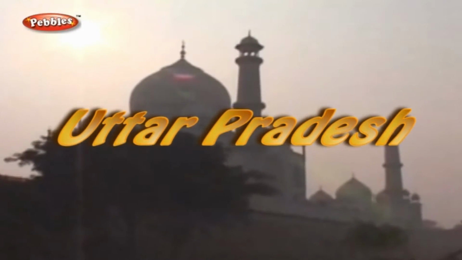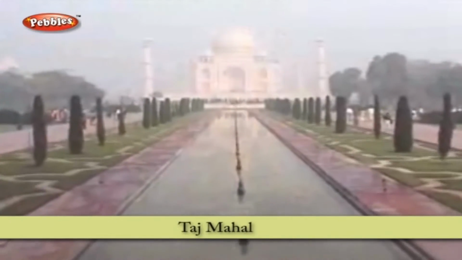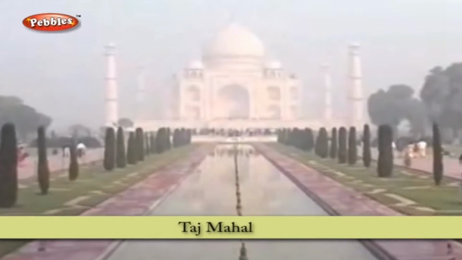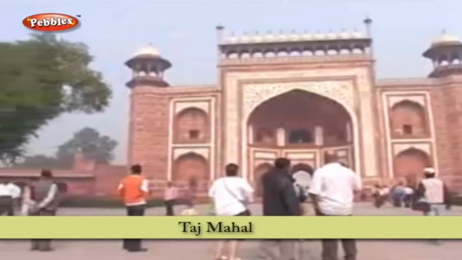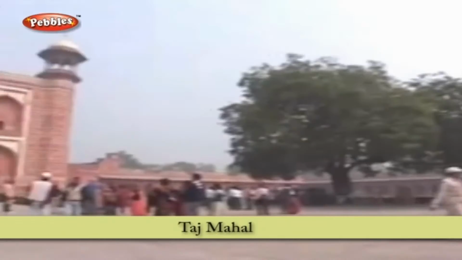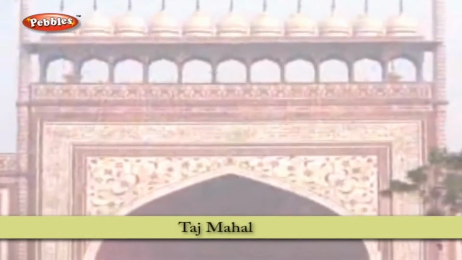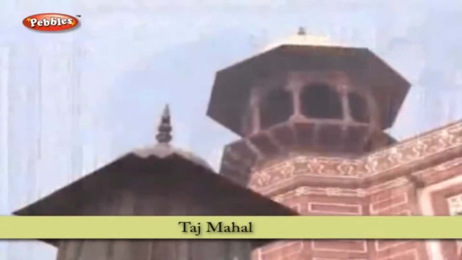Taj Mahal, Agra. The Taj Mahal is a mausoleum located in Agra, India, built by Mughal Emperor Shah Jahan in memory of his favourite wife, Mumtaz Mahal. The Taj Mahal is considered the finest example of Mughal architecture, a style that combines elements from Persian, Indian and Islamic architectural styles.